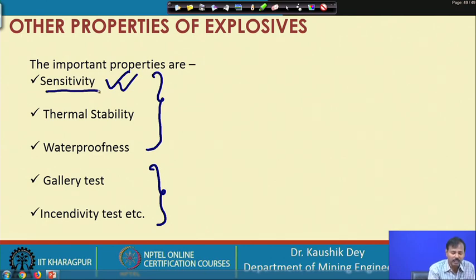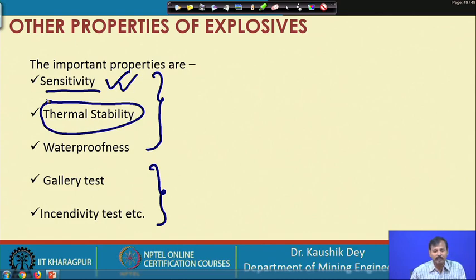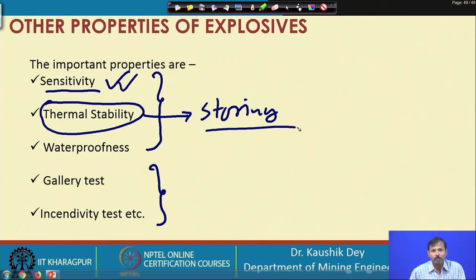Simultaneously, if you see the thermal stability, this is important for two purposes. One is the storing of the explosive, and the second one is the use of the explosive in a hot condition, because the climatic conditions may be different from country to country, and it may be different depending on the position of use of the explosive. So, that is why thermal stability of the explosive chemicals is essentially required.